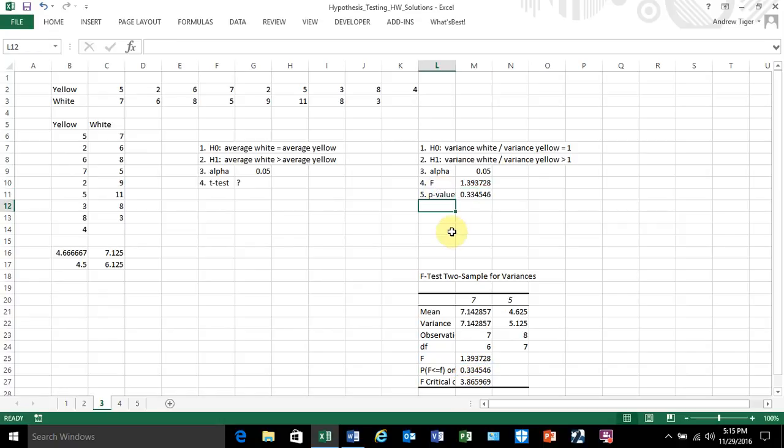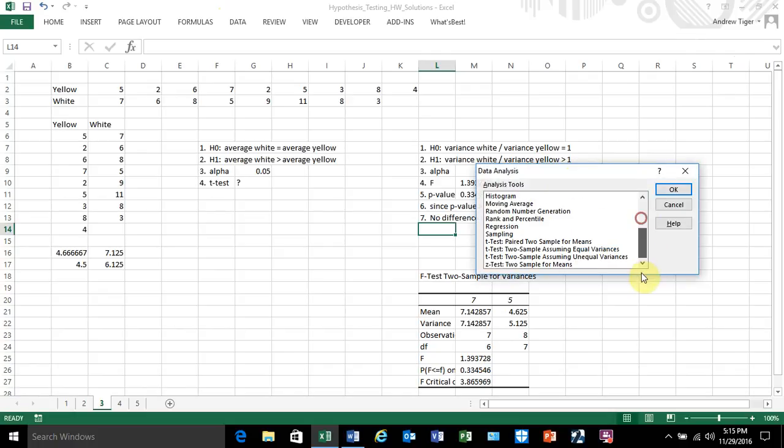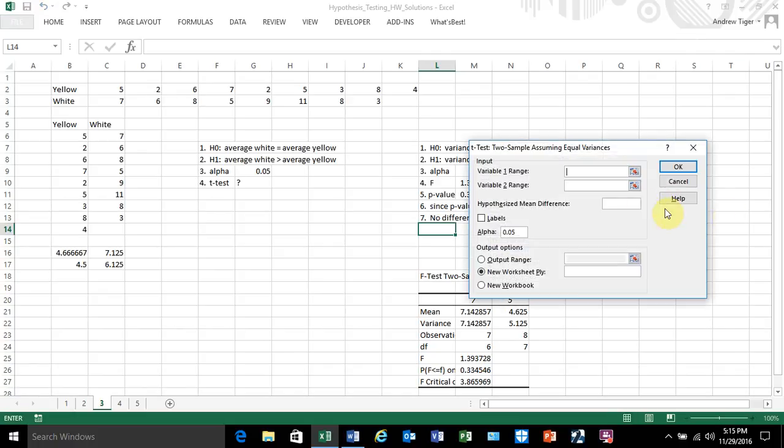and the p-value is this, and that's a really big p-value, so since the p-value is greater than alpha, we fail to reject the null hypothesis. And step 7, no difference in variances. We can assume that they're the same, so now we can go back to doing a t-test, assuming equal variances.